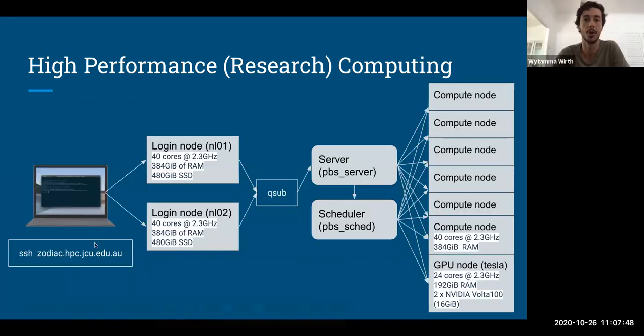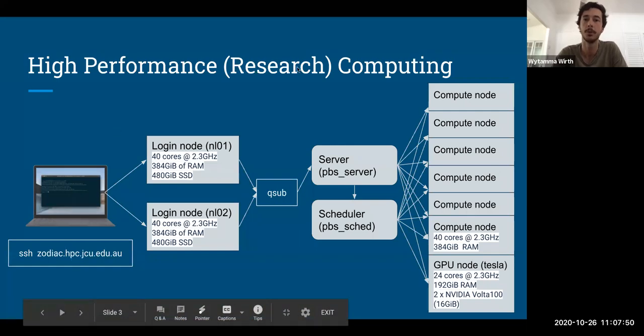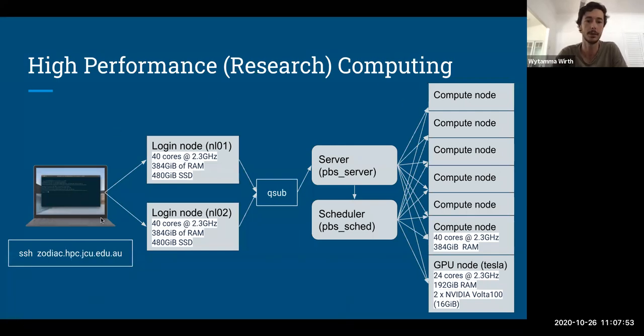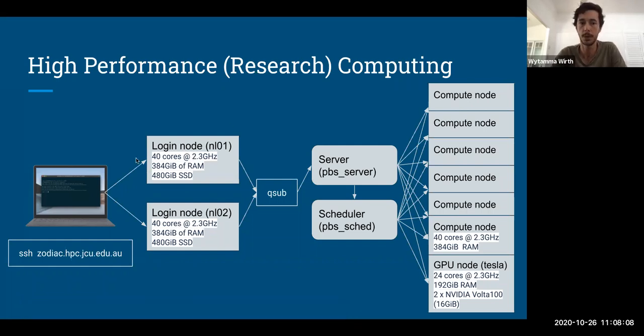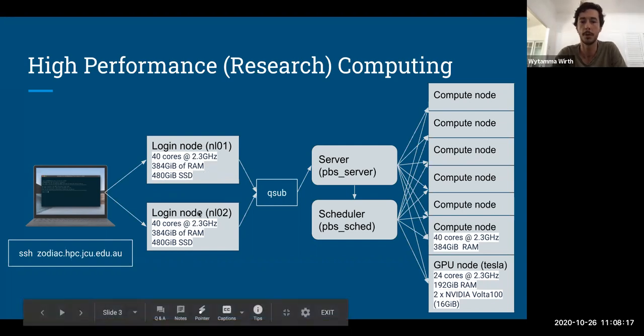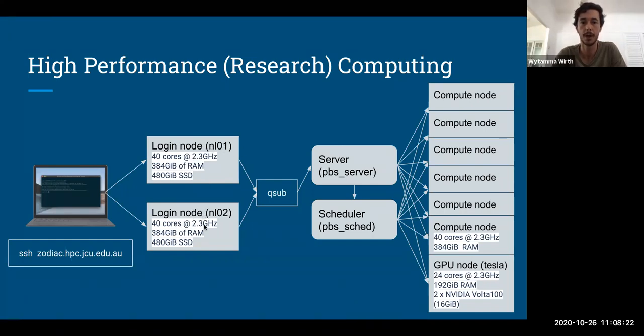So this is what the layout of the high performance research computing cluster at JCU is. You would be here on your laptop or PC, and you'd SSH to the Zodiac address, and you get load balanced onto one of these login nodes. The login nodes are pretty powerful. They have a bunch of cores, a lot of RAM, and hard drive space. You'll end up on one of these, and you can move between them pretty easily. They're called LN01 and LN02.